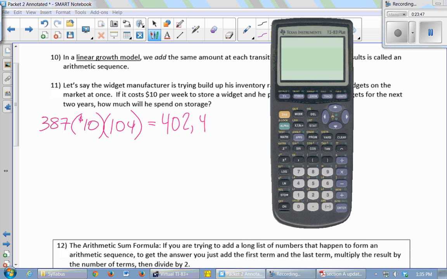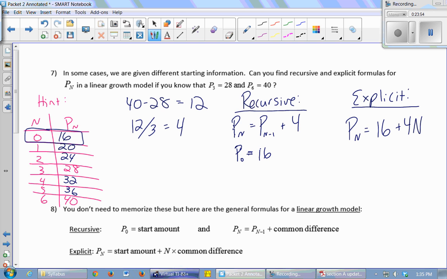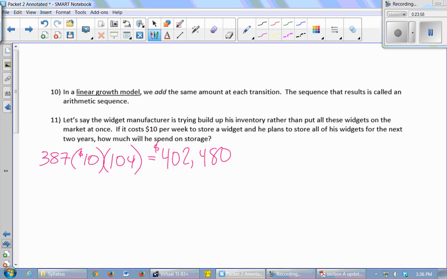$402,480. Yeah, that's crazy. Yes, storage is expensive. Yeah, but he's got to put the 37 a week out of the market. All right, hold on. Let's just see how much it would cost him. Okay, so $402,480 just for those original 387.